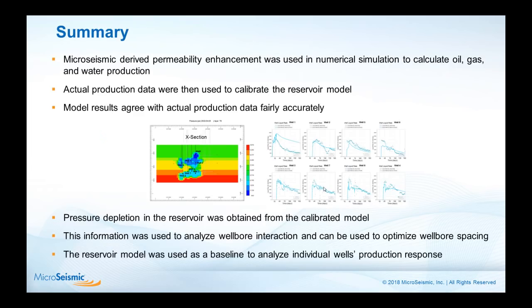To summarize, we used microseismic-derived permeability enhancement distribution in a reservoir simulation workflow to calculate oil, gas, and water production rates. The model was calibrated using nearly 6 months of production data, but of course, as more production data becomes available, we can always go back and further calibrate the model. Model results agreed with actual production data fairly accurately.